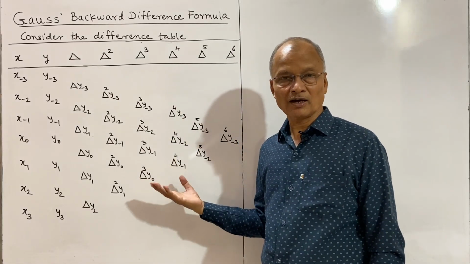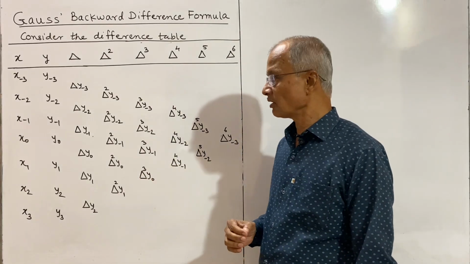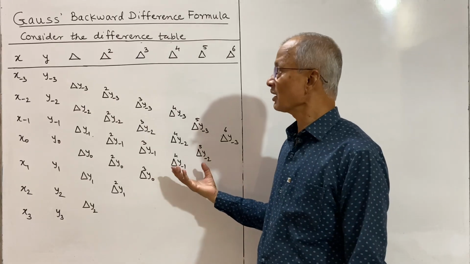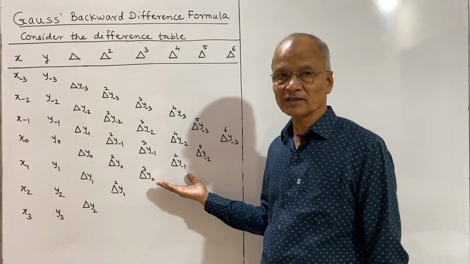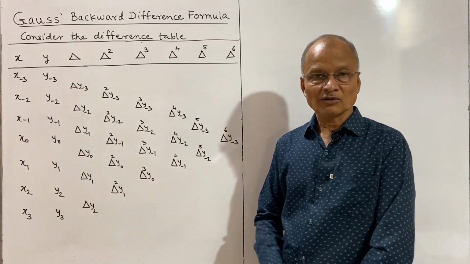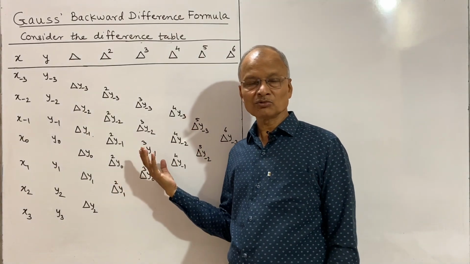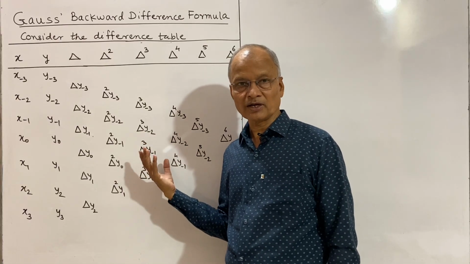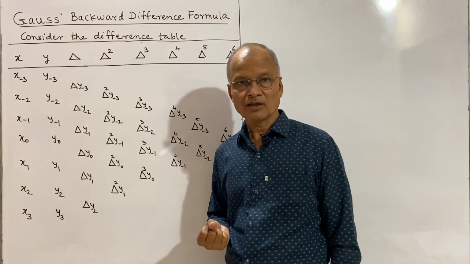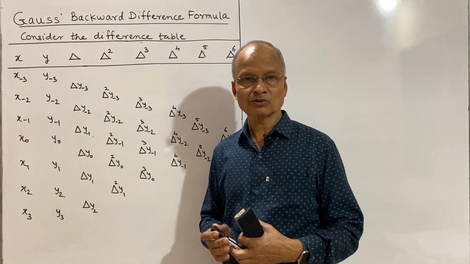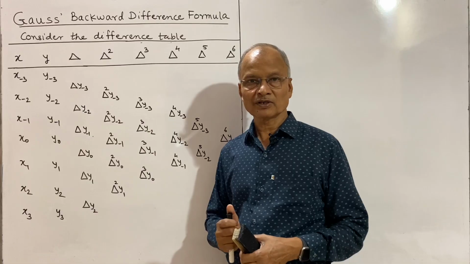As in our earlier lecture we have obtained Gauss forward difference formula, and the procedure to derive Gauss backward difference formula is similar to that of Gauss forward difference formula. So I suggest you refer to that lecture. You refer to that lecture, and the same procedure we will use to obtain Gauss backward difference formula.